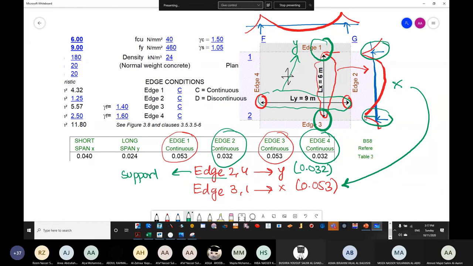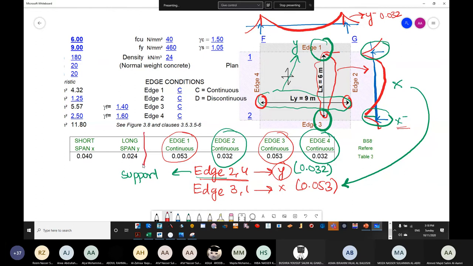Your support is up, right? So we have it negative. So this is X negative. What about this scenario? This is negative Y, which is representing edge 2 and 4 for Y. So Y negative is going to be 0.032. X negative is going to be 0.053. We have finished these points, which are edge 2, 4, edge 3, 1.